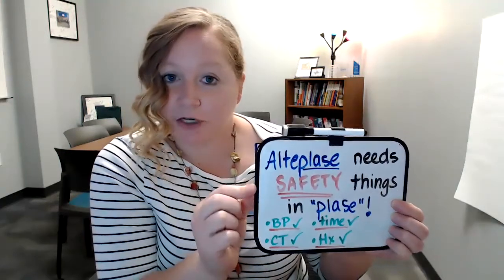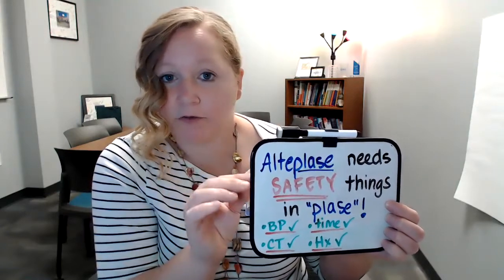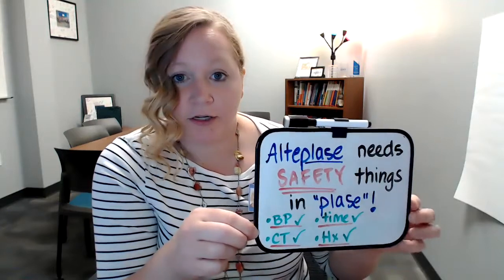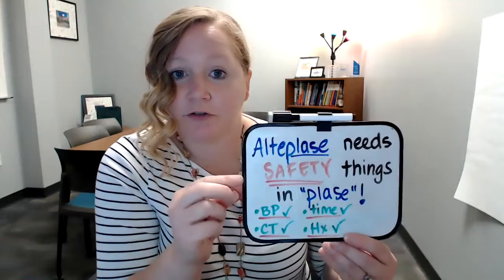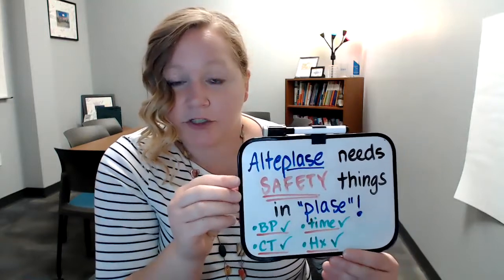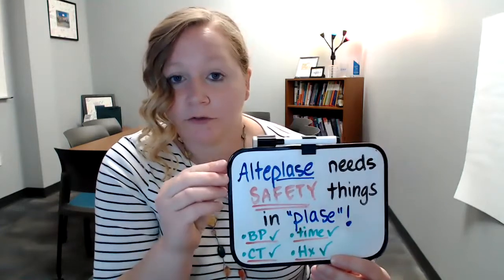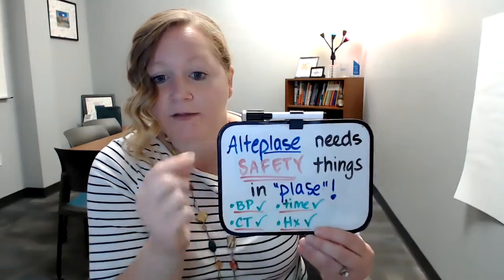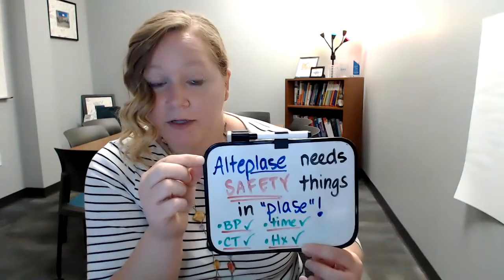So you need to make sure you check their blood pressure, that it's not too high, nothing over 185 over 110. You need to check with the CT scan to make sure that they are not having a hemorrhagic stroke. You need to check to make sure it's within a certain time frame, nothing more than 3 hours. And check their patient history. So if they have a bleeding disorder, or if they're pregnant, those types of things, you really need to make sure that you check in advance. So safety things in place with alteplase. That's your clot buster.